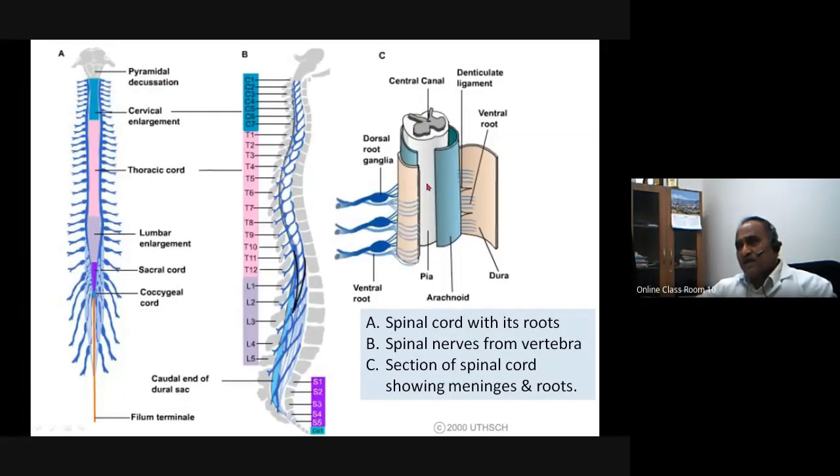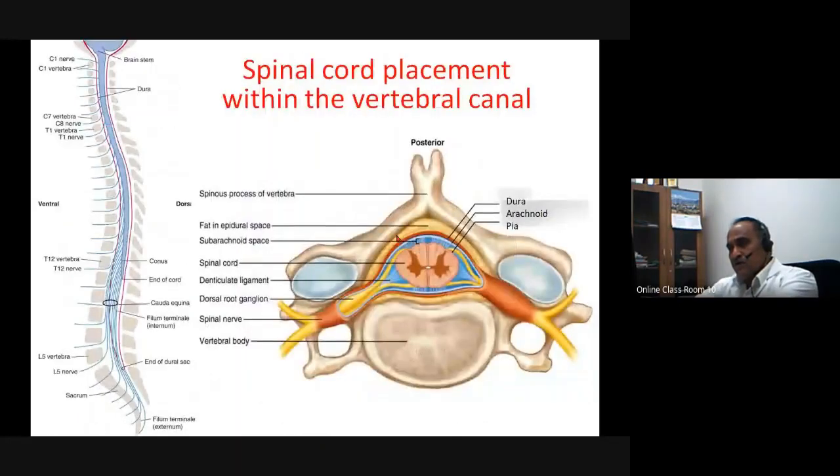They are coming here, they are coming here. This one is the posterior root. This is a posterior root. If you are going here, this is the posterior. This is the posterior here. This is the dorsal root ganglion. This is coming up here, that forms the posterior root.